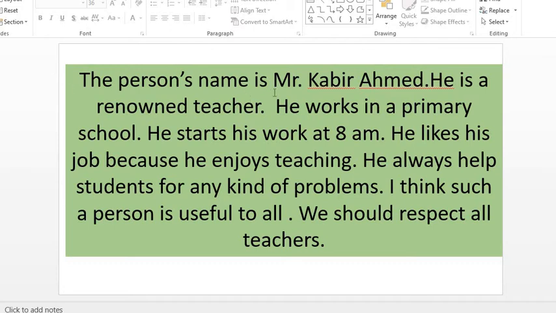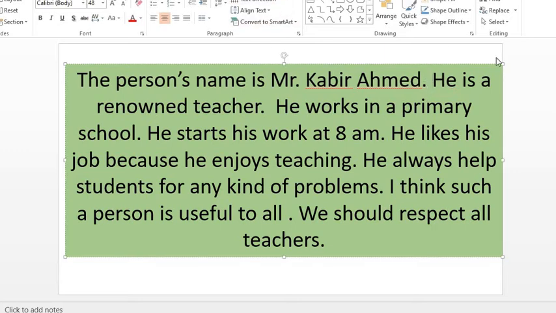The person's name is Mr. Kabir Ahmed. He is a renowned teacher. He works in a primary school because he is a teacher. He starts his work at 8 a.m. He likes his job because he enjoys teaching. He always helps students with any kind of problems. I think such a person is useful to all. We should respect all teachers.